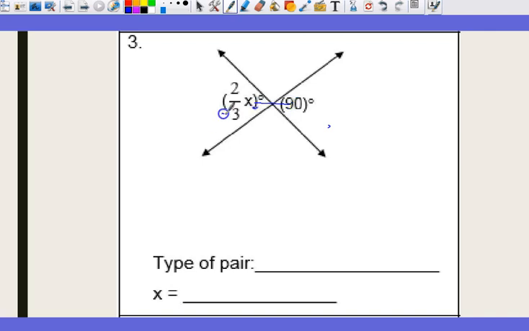That means this is equal to this. 2/3 x is equal to 90. What do you guys think we're going to do next? Raise your hand when you think you know what we do next. All right, what do we divide by? By 2? Sure. We divided both sides by 2. This is going to cancel out. We're going to get 1/3 x is equal to 45.